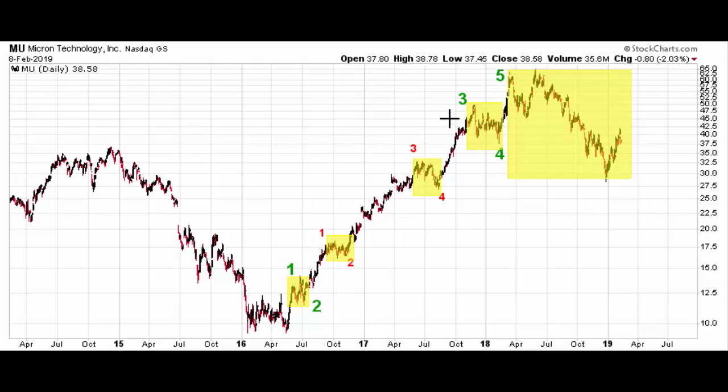Obviously, when this five-wave advance completed for Micron Technology in 2018, you knew a correction was coming. You knew that a correction of this entire five-wave advance was going to begin, and then you begin analyzing the corrective move itself, as I'll show you how to do momentarily. But the yellow area here shows you the corrective move, and then also these small yellow boxes show you other corrective moves that happened within the five-wave advance. And again, those happen in the second and fourth wave positions within a five-wave advance.